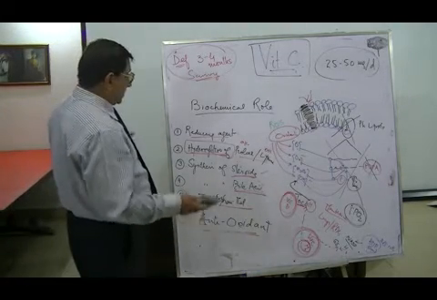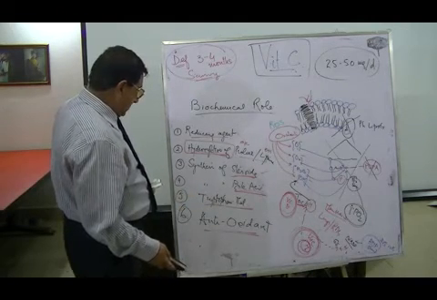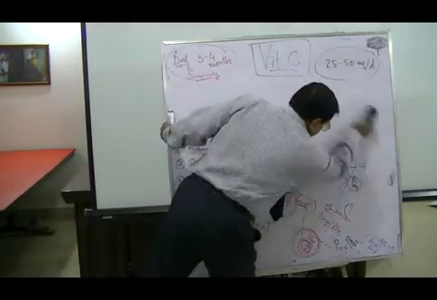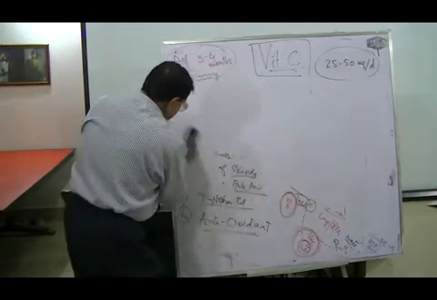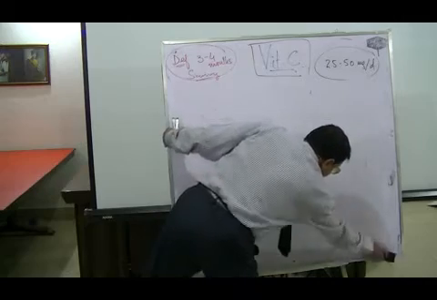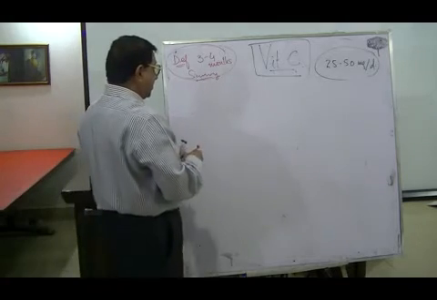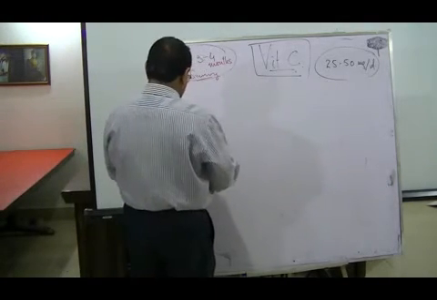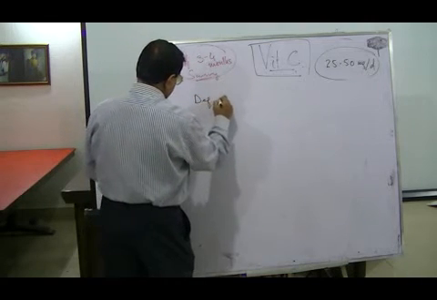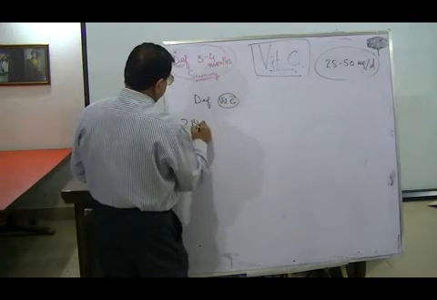Now, what are the clinical presentations when there is deficiency of vitamin C? I told you the deficiency of vitamin C leads to a disease called scurvy, and the earliest sign is bleeding gums. So deficiency of vitamin C: one is bleeding gums.